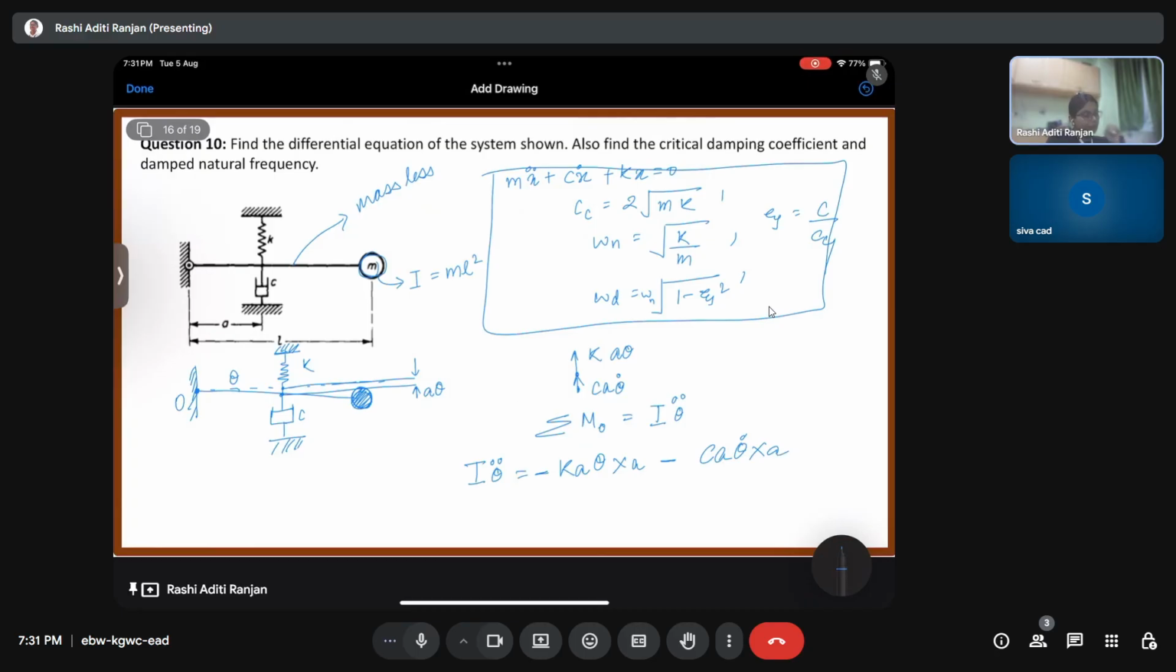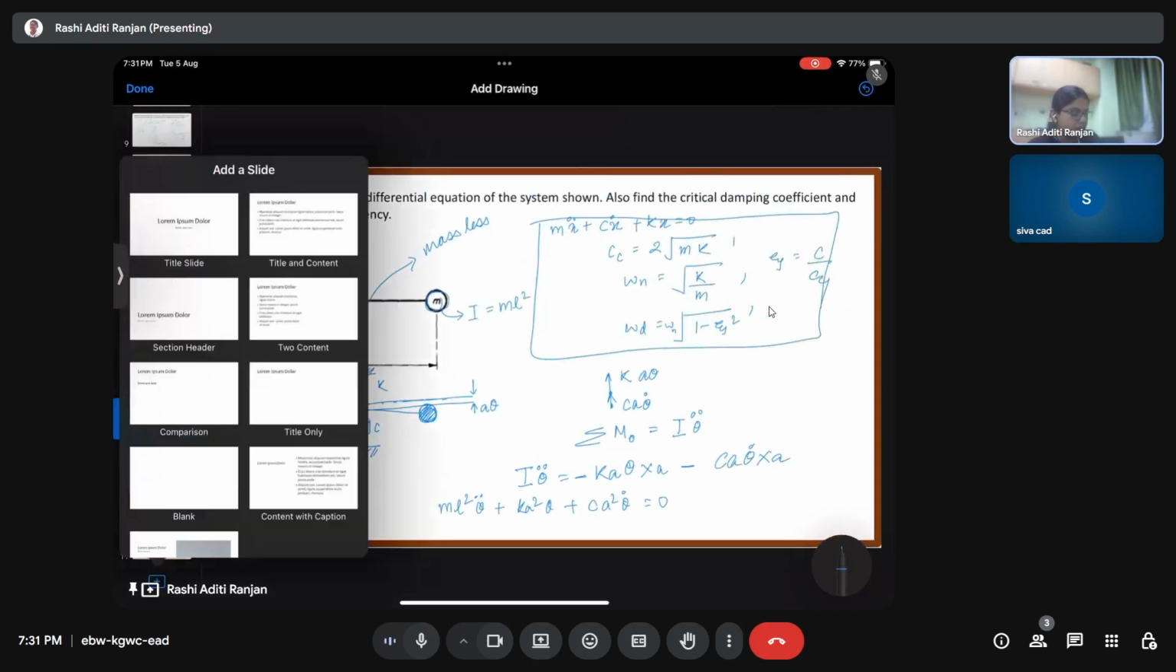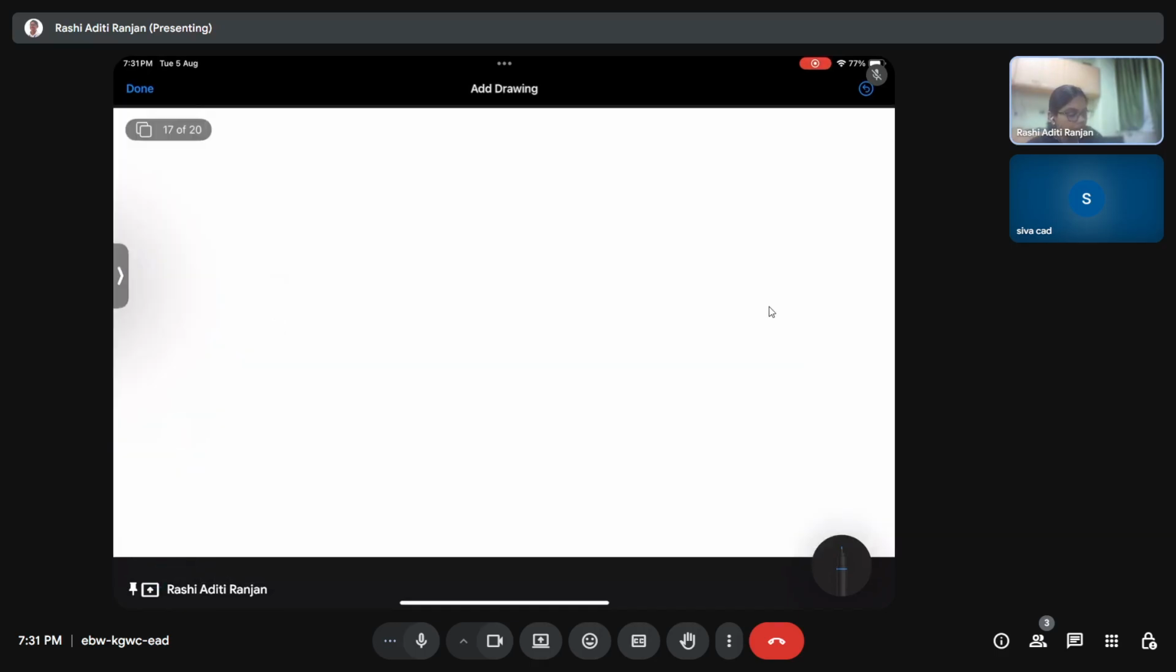Now this is what we are going to have. So we can write it as m L square theta double dot plus k a square theta plus c a square theta dot is equal to 0, which can be further rewritten as theta double dot plus c a by L square theta dot plus k a by L theta is equal to 0, right?